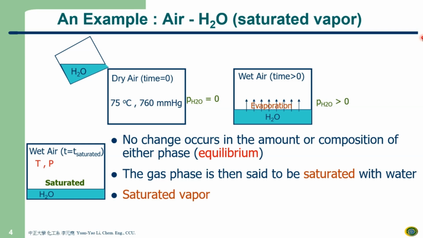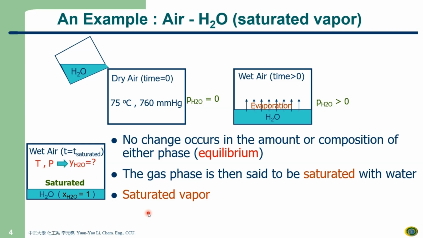Okay, so we can play with temperature and pressure to get different values of the vapor pressure. However, because there is only one condensable component in this system, the fraction of the water in the liquid phase is always equal to 1. Okay, please remember this.